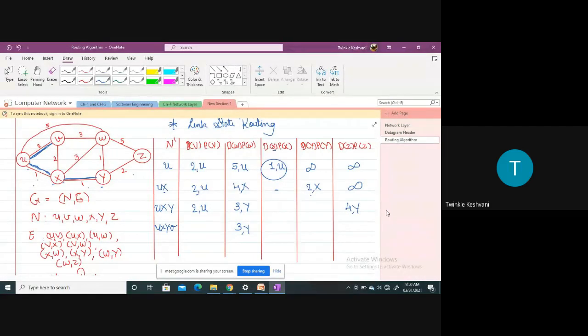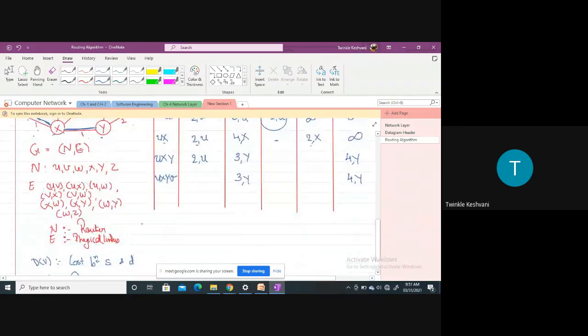Then next, x is already visited, y is already visited. To reach z, the route is the same, right? We need to follow the same route only. So that is 4y. Again, just observe this row and identify the least cost. So here the least cost is w.